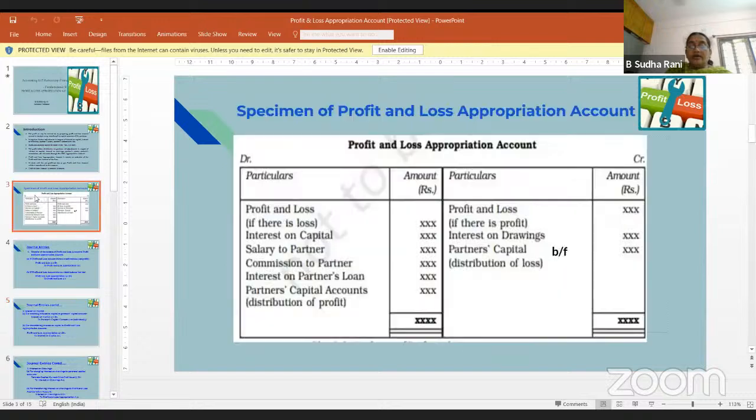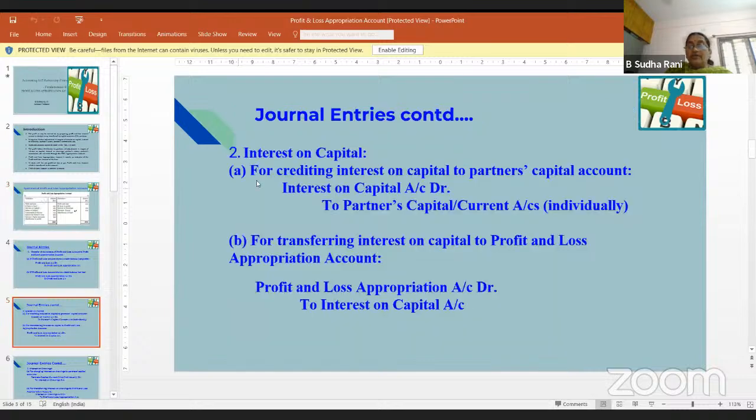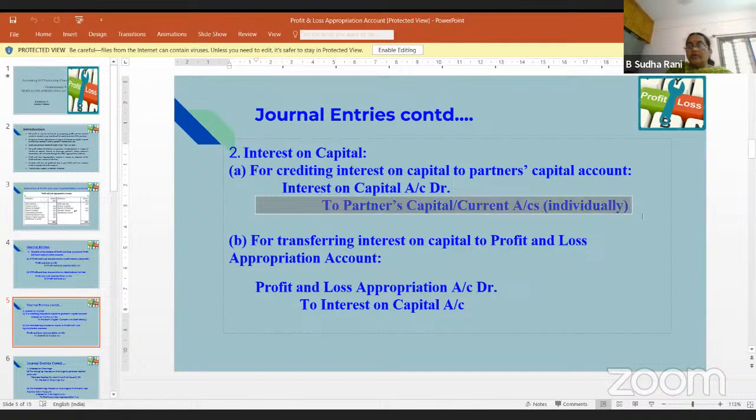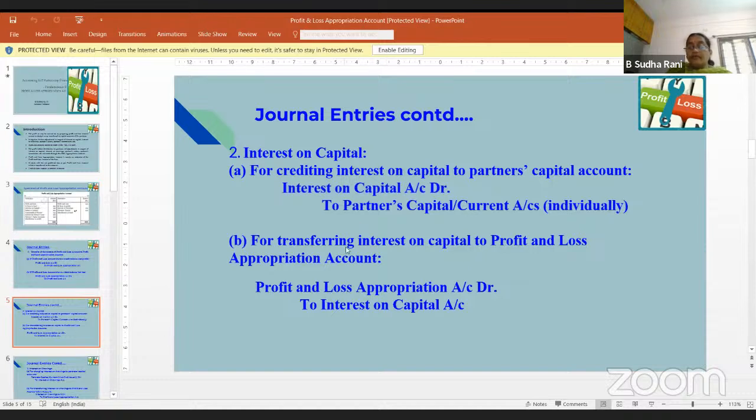See here, interest on capital. Which side did you take? You took it on the debit side. So in the journal entry, it will be credited. Partners' capital account debit to interest on capital account. For transferring, yes. Whatever the interest on capital is received, that amount has to be transferred to the partners' capitals.